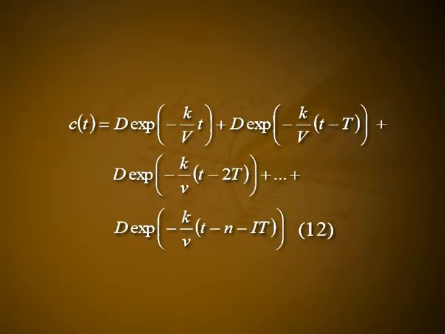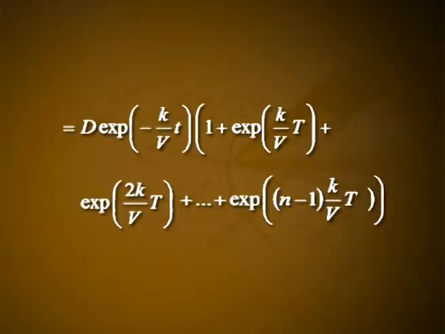The first term gives the residual of the first dose and the second term gives the second dose. Proceeding in the same way, after n doses have been given, C(t) is equal to D e^(-k/V t) + D e^(-k/V (t-T)) + D e^(-k/V (t-2T)) + etcetera + D e^(-k/V (t-(n-1)T)).